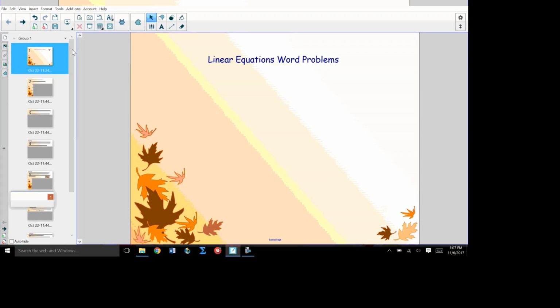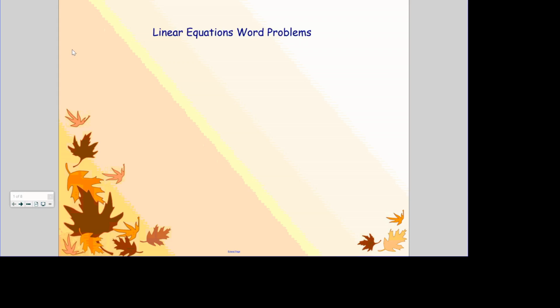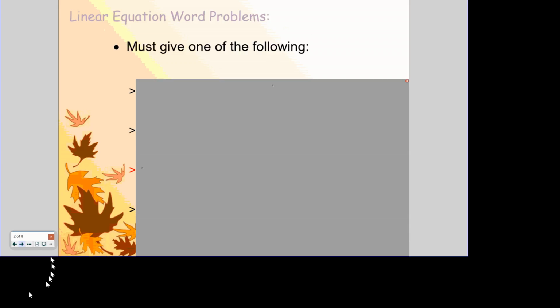Right, in this lesson we are going to look at linear equation word problems, so certain types of word problems that would represent linear data and therefore would allow us to write the equations for those as lines. So when you're looking at any kind of linear equation word problem, you're going to look for certain things. One of the following must be given to you.